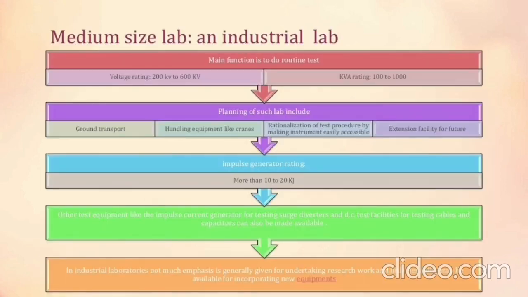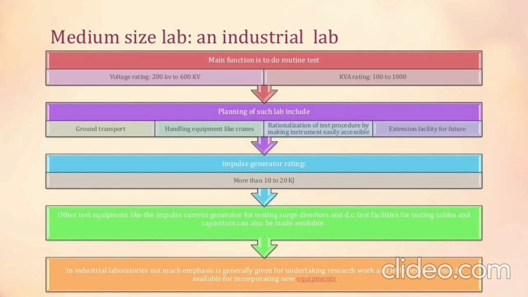Next part is the medium size lab, which is an industrial lab. The main function of this lab is testing of equipment having voltage rating 200 kV to 600 kV. Planning of such labs includes ground transportation, handling of equipment like cranes, rationalization of test procedure by making instruments easily accessible, extension of facility for future, and impulse generator rating more than 10 to 20 kilojoule.